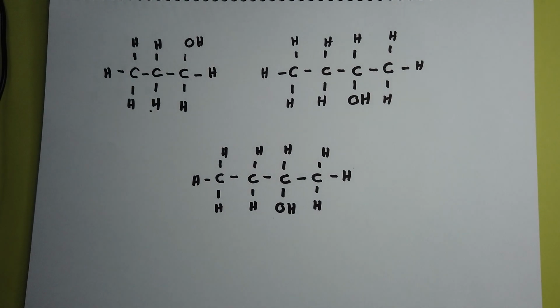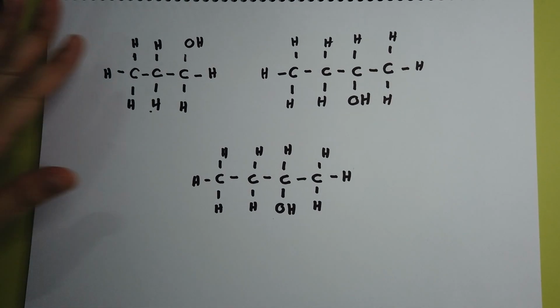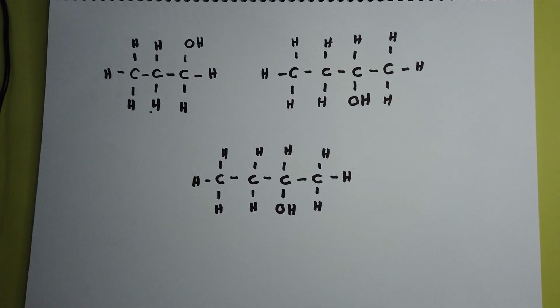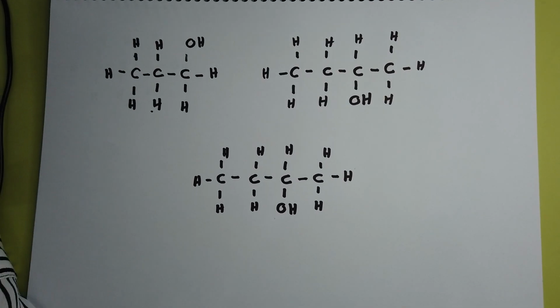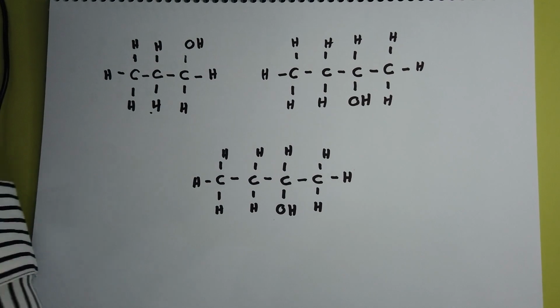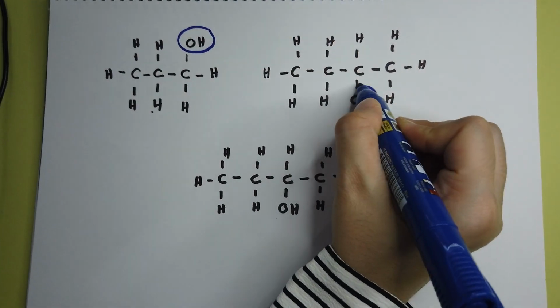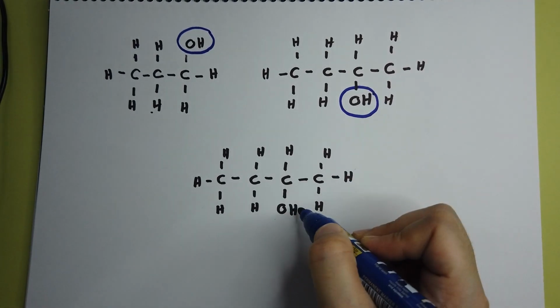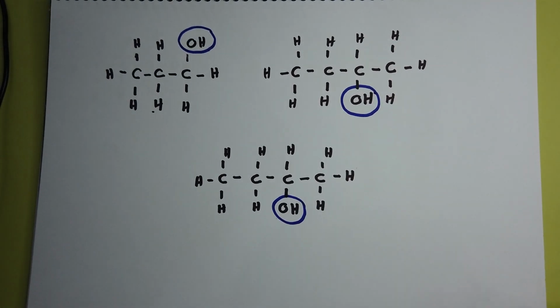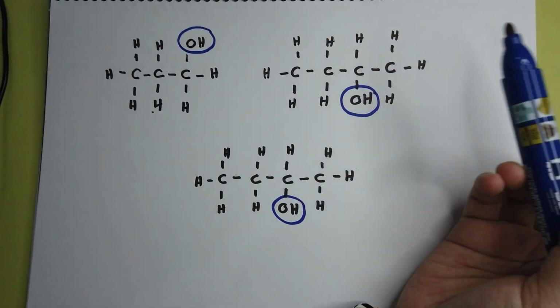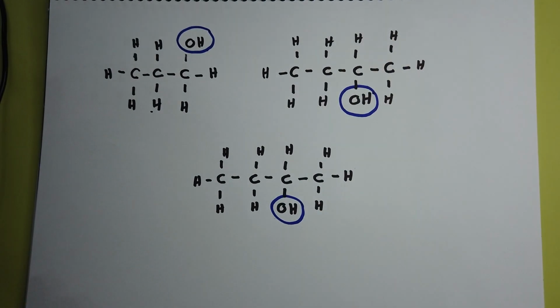So given here are three different compounds. All of them are alcohols. How are you going to check that this is indeed an alcohol structure? You need to look at the functional group of all these structures. They have the OH functional group. So we can confirm that all three compounds here are indeed alcohols.